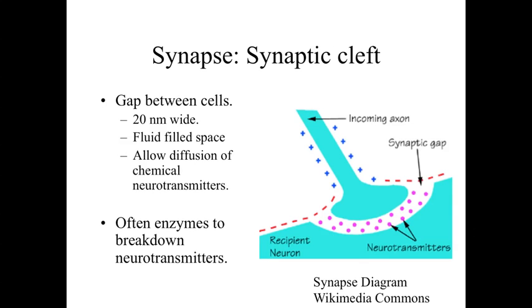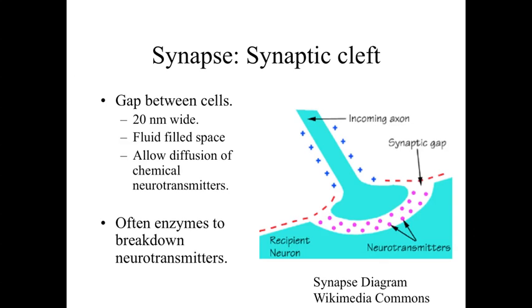So that space is going to be referred to as either the synaptic cleft or synaptic gap or some variation of that. But it's basically about a 20 nanometer space between the sending cell and the receiving cell. It's going to be a fluid-filled space, which is going to allow the diffusion of chemical molecules, in this case chemical neurotransmitters, across the space. So the sending cell is going to dump out the neurotransmitter. It's going to diffuse across to the receiving cell.